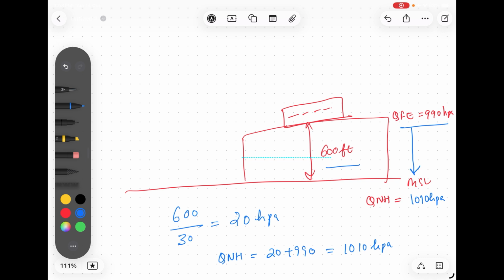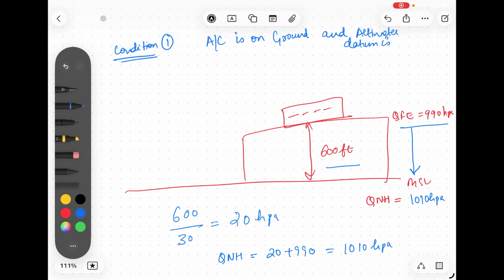The other question is, for example, condition 1, very important to understand. Condition 1, if my aircraft is on ground and altimeter datum is set to QFE. Now when my aircraft is on the ground and my altimeter is set to QFE, which is this pressure, what will my altimeter read? It will give me 0 feet, right? Because I am here, my aircraft is here, my setting is also the same. So there will be no altitude change, there will be no height given, right? So it will be 0 feet.